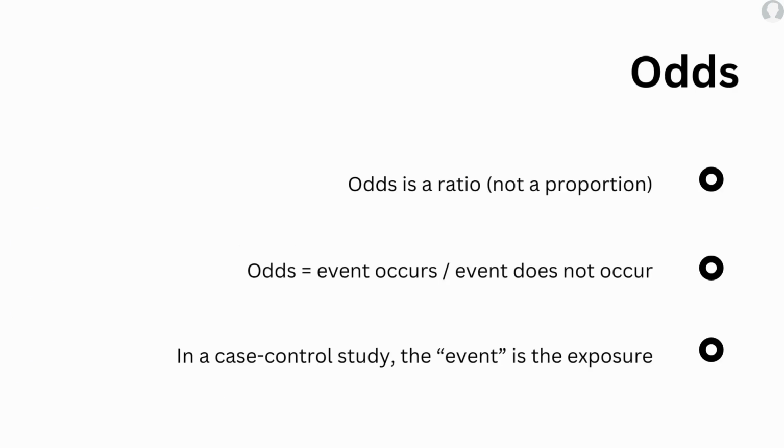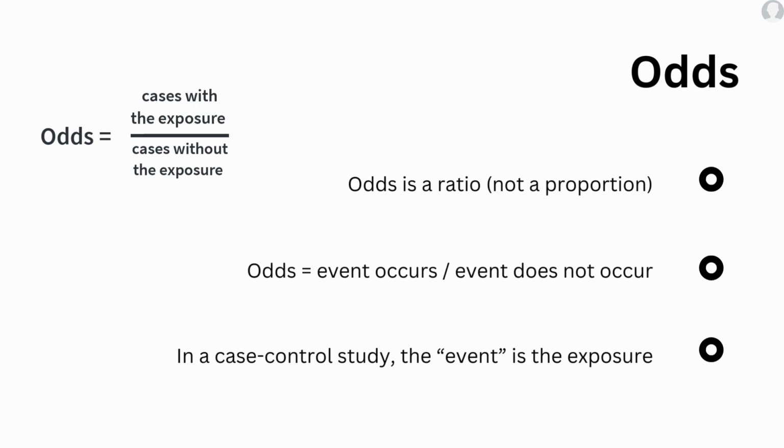So, what are odds? Odds are a ratio of an event occurring versus not occurring. In a case control study, the event in the ratio is the exposure of interest. In gambling, odds are often the odds of winning versus losing. Because odds are a ratio, the people in the numerator are not included in the denominator. This is different than prevalence and incidence, which are proportions, meaning the number is included in the denominator.